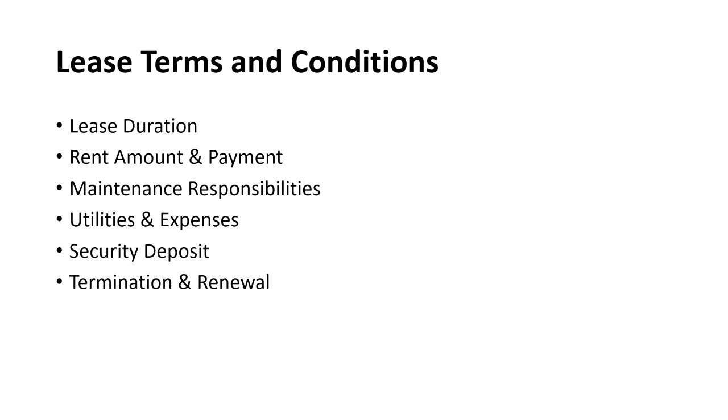So residential leases often have shorter duration, while commercial leases may extend to long periods of time, for example, 5, 10 or 15 years, depending on what kind of commercial space you are talking about. Then we are talking about rent amount and payment schedule. So the rent amount denotes the monetary consideration payable by the tenant to the landlord. So what is the rent being paid?